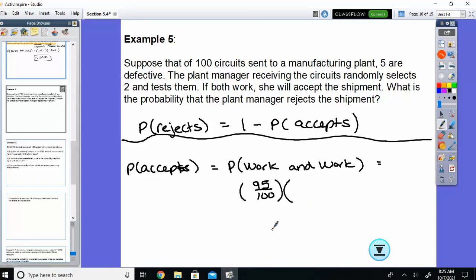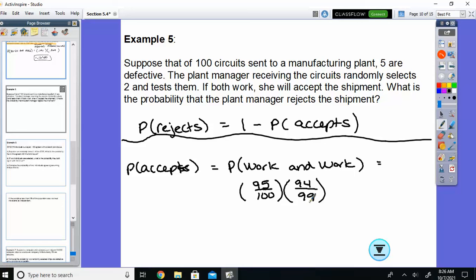Now, you had 100 of them. 95 were good. You have selected one good one out. How many good ones are there left? 94. 94, because I already took one of the good ones out. And how many total circuits are there? 99, because you already took out that first one. So that's the conditional. That second probability changed. It wasn't still 95 out of 100 because I already took that first one out. So now there's only 99 left in the box, and 94 of them are good.